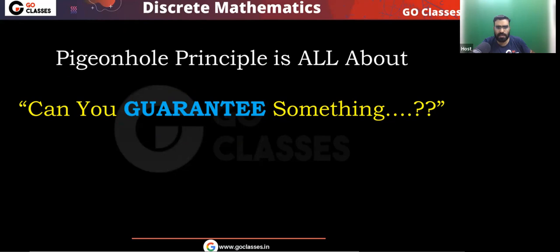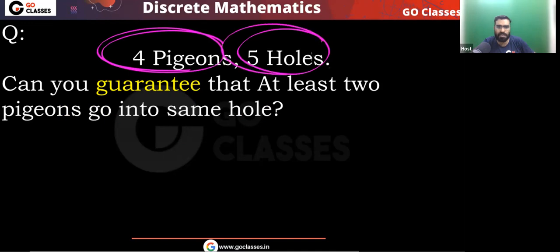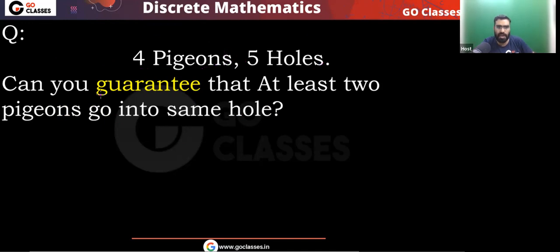So let's see an example. Assume that you have 4 pigeons and there are 5 pigeonholes. It's like there are 4 people and a total of 5 rooms. Can you guarantee that at least 2 pigeons will go to the same hole? Focus on this word, guarantee.